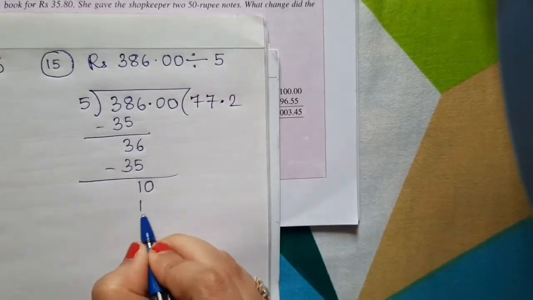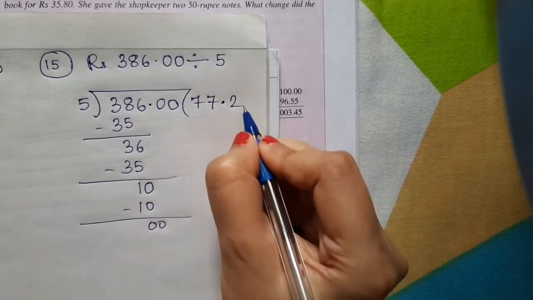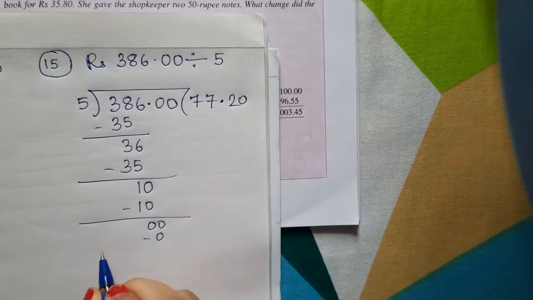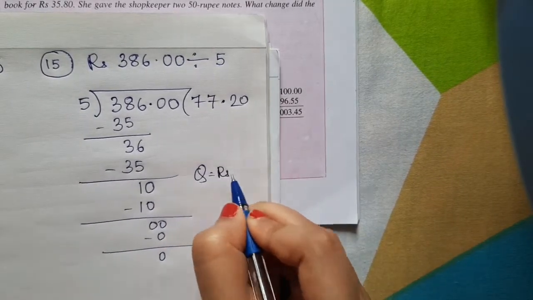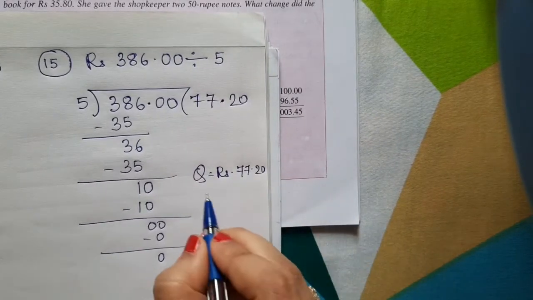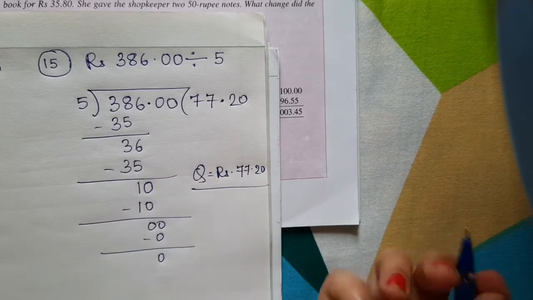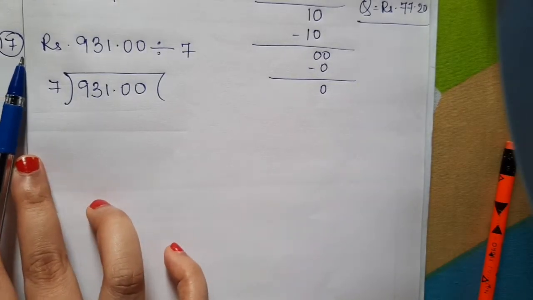5 twos are 10, minus 0. There is another 0. 5 zeros are 0, minus 0. So our quotient becomes rupees 77.20. Do you understand? See, very easy questions. Now let's solve question number 17.